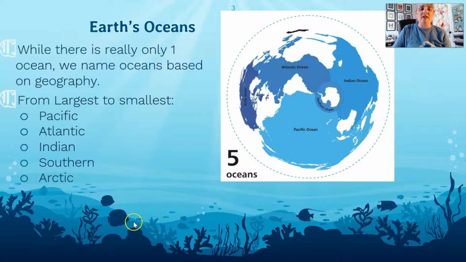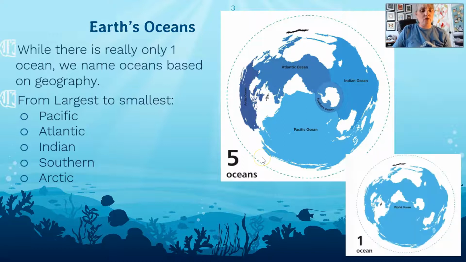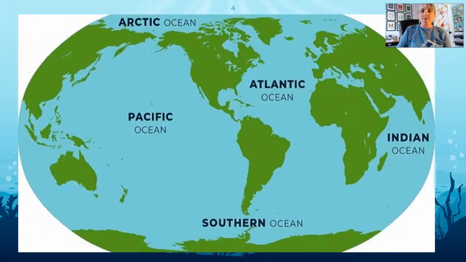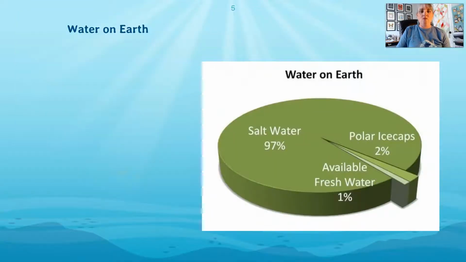And this is kind of an interesting view from like the South Pole-ish, looking upward at the different oceans. And then there's just a little picture of like, but really it's only one. It's not like we have fences or walls between the oceans. All right, so there's a more traditional look at the oceans. You can definitely see in this picture that the Pacific is the largest. Atlantic is next.